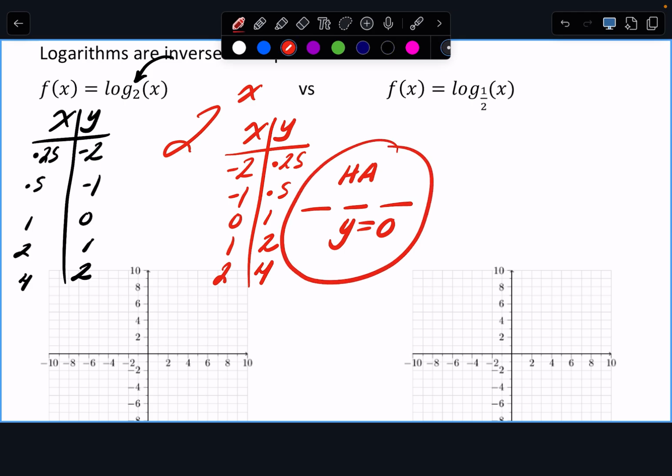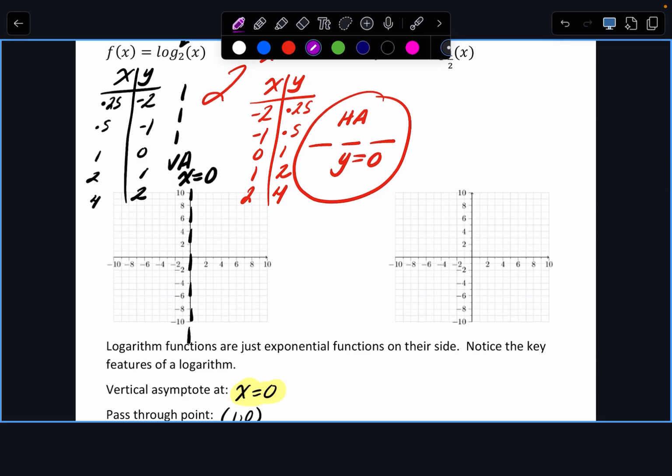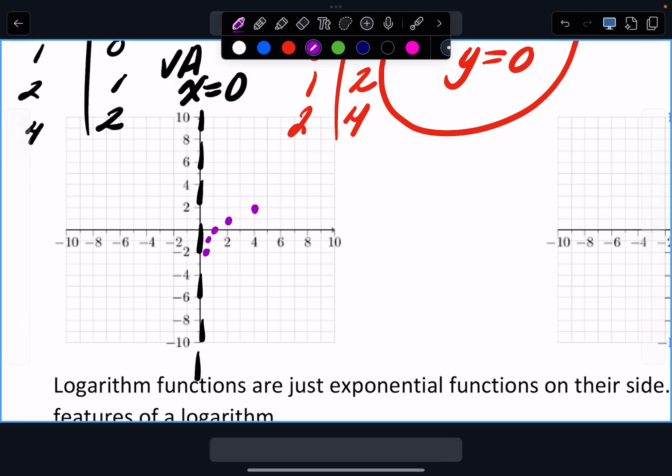Exponentials have horizontal asymptotes at y equals 0. That means if you're switching x and y, logs have vertical asymptotes at x equals 0. So our first thing we draw in is a vertical asymptote at x equals 0, and then our points should approach it and not cross it. So over 0.25 down 2, over 0.5 down 1, over 1 up 0, over 2 up 1, over 4 up 2. And if you look at the purple points, it is exponential, it's just on its side.